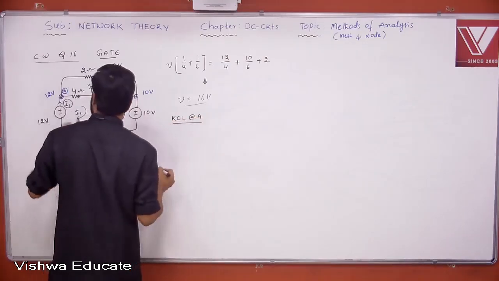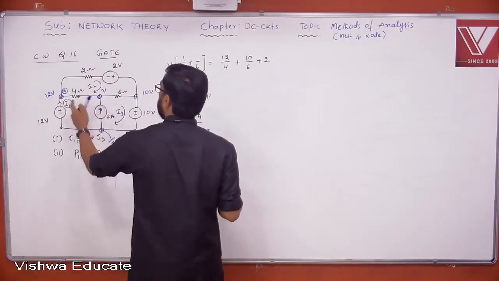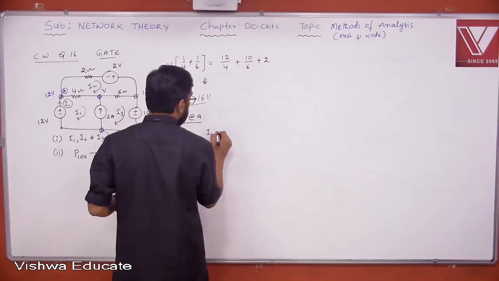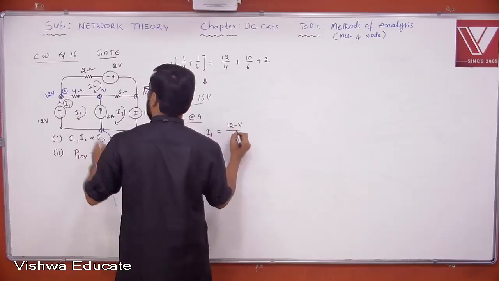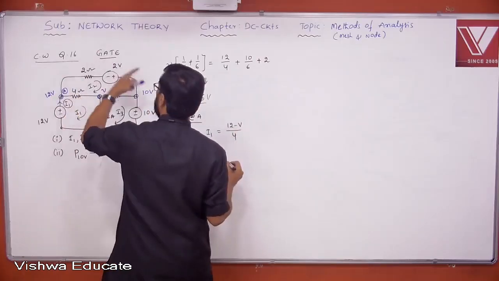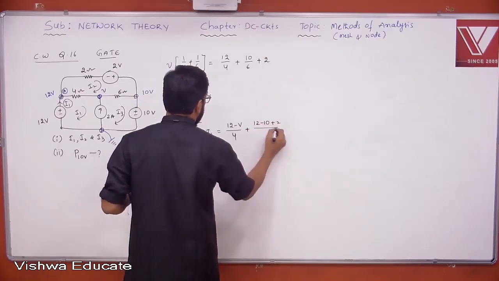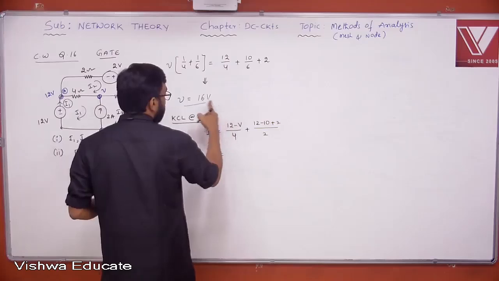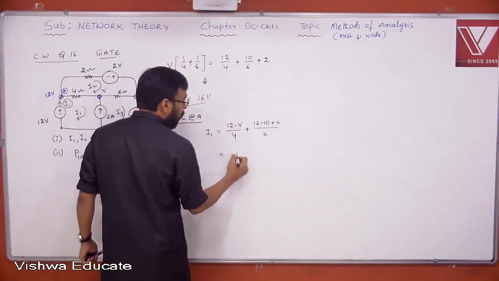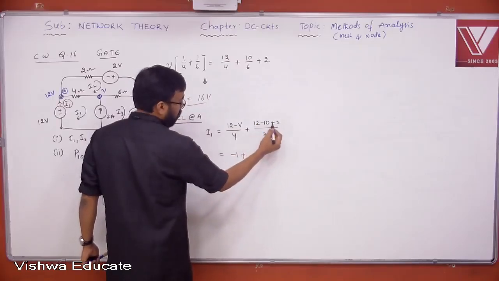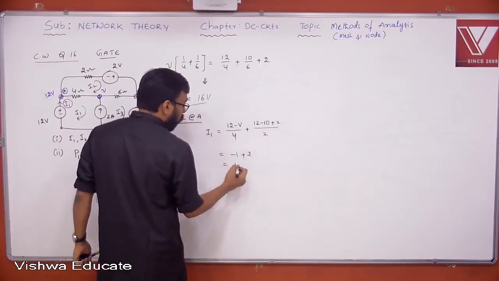KCL at node A. Tell me, I1 is entering, right? I1 is entering. 12 minus V by 4 is leaving. 12 minus 10 plus 2 by 2. 12 minus 6, that is 4, 4 by 4 is 1, plus 12 minus 10 plus 2, that is 2, 2 plus 2, 4, 4 by 2, 2. So finally you got 1 ampere.